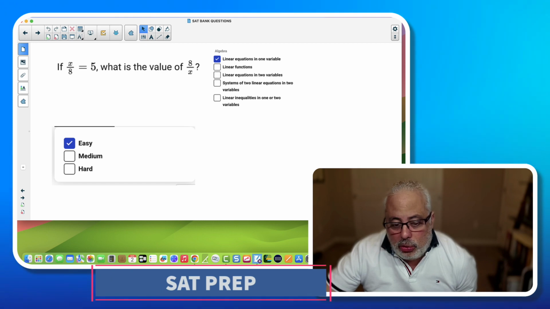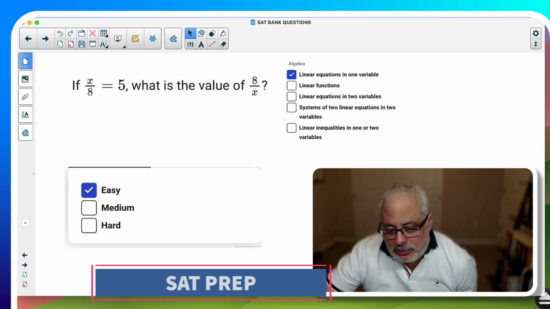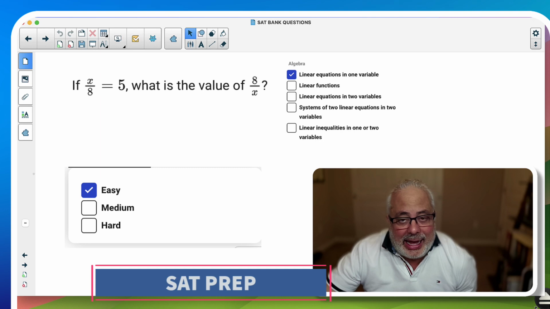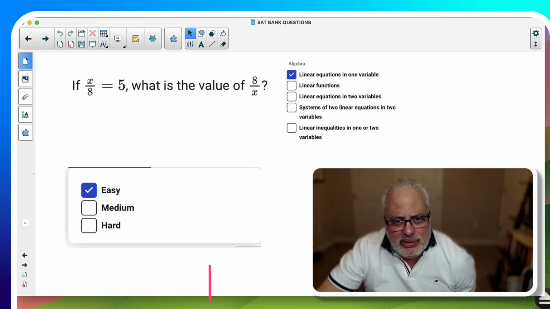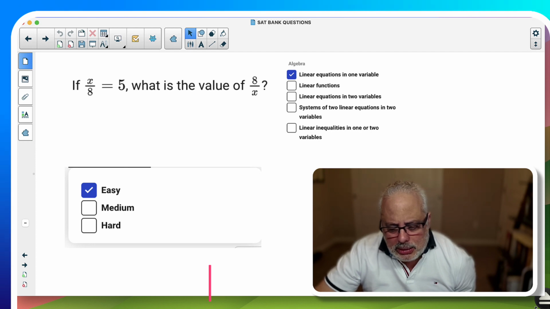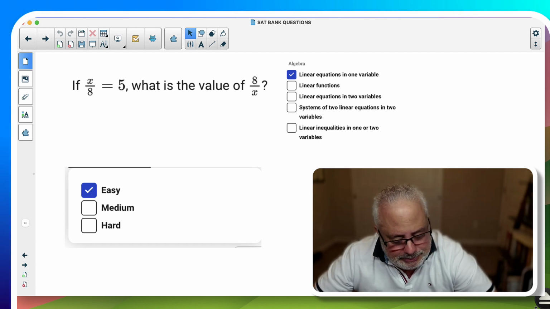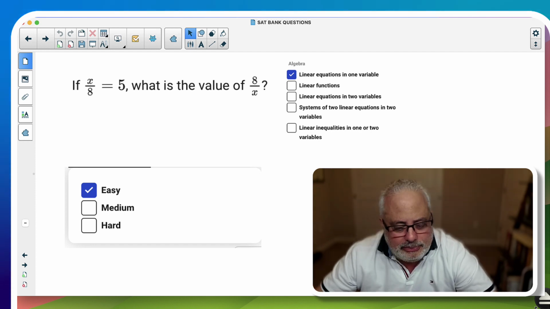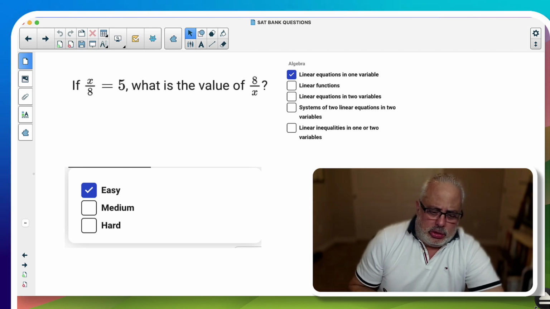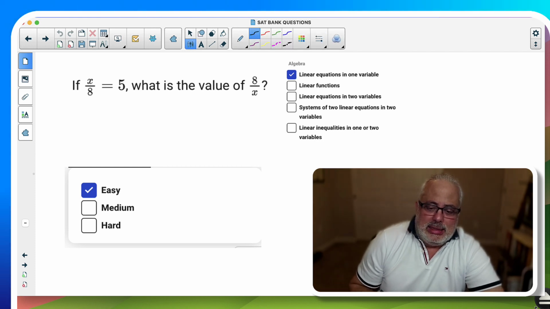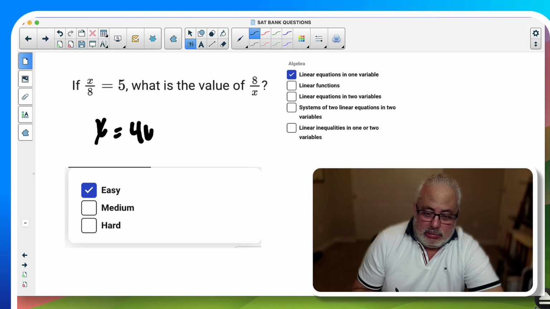Another easy question from the algebra domain, linear equations in one variable. If x over 8 is equal to 5, what is the value of 8 over x? Usually these questions are the ones at the beginning of the test. And the student gets the conception, or the misconception, that the test will be easy. But no, it's not like that. So the student knows here that the answer is to solve for x. X is equal to 5 times 8, which is 40.